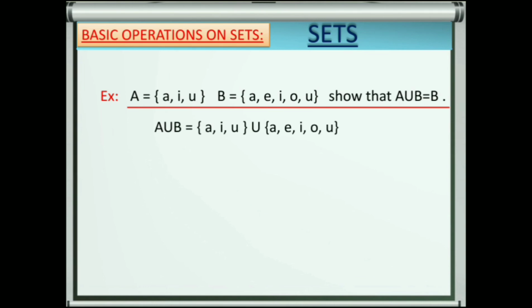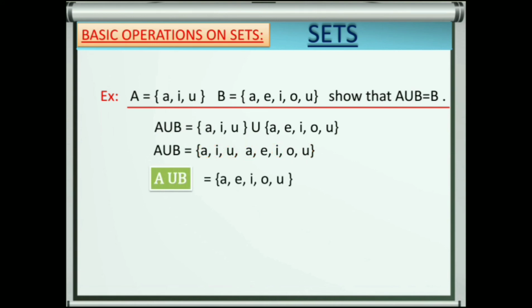A union B is equal to, we can write first like this, then write all the elements in a single set. The repeated elements can be taken once only, then it becomes like this: A, E, I, O, U. So here {A, E, I, O, U} is equal to the set B. That's why we can write it is equal to B. That's why A union B is equal to B here.